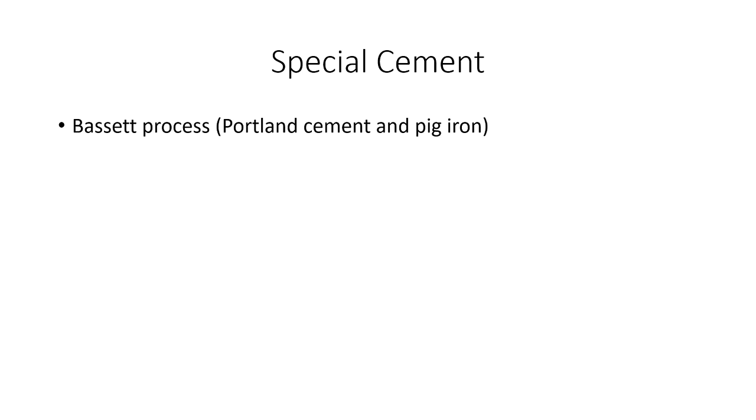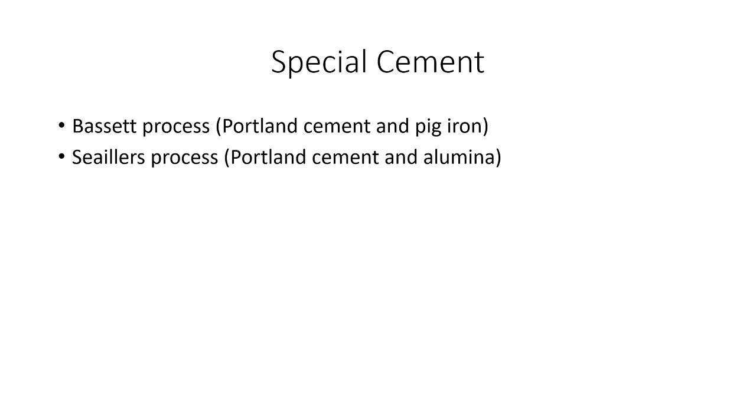Then the Sealers process, that is Portland cement and alumina. The raw material contains limestone, siliceous bauxite clay, which is rich in alumina. You can say it is an ore of alumina, and slags etc. So a proper proportion of the mixture is burnt in the rotary kiln in the normal way as we discussed.